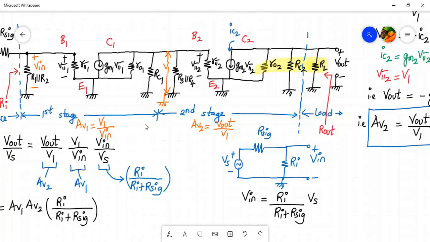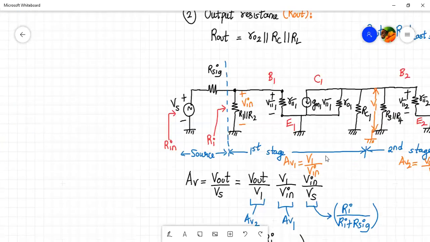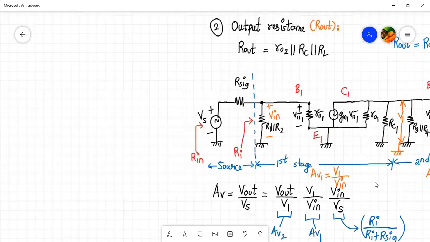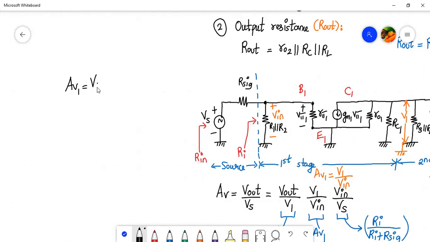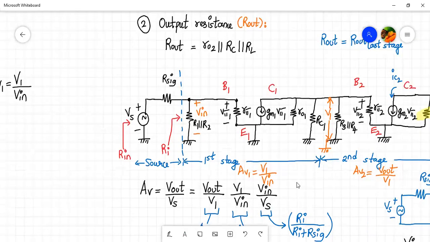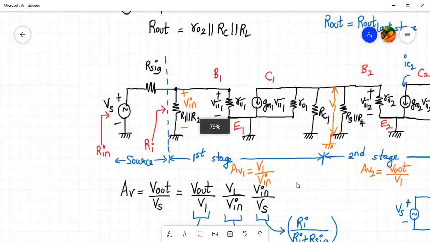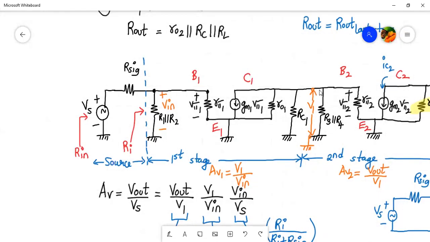Now let's move our attention to AV1. AV1 is the gain of the first stage. So let us start writing over here. AV1 will be V1 divided by V in. Okay, so let's concentrate over here a bit. Let me just expand it slightly. Now what is V1?